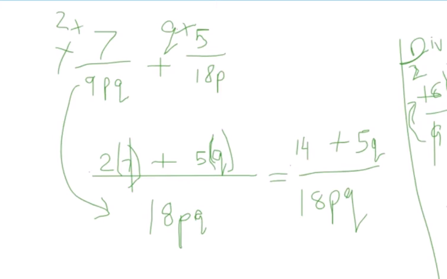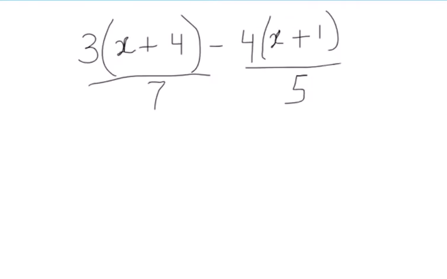Alright, so we're going to move on to another. And I hope as I continue to explain that you're understanding it better and better. So let's look at this question. I have 3 open brackets x plus 4 all over 7 minus 4 multiplied by x plus 1 over 5. Again, I am subtracting this fraction.